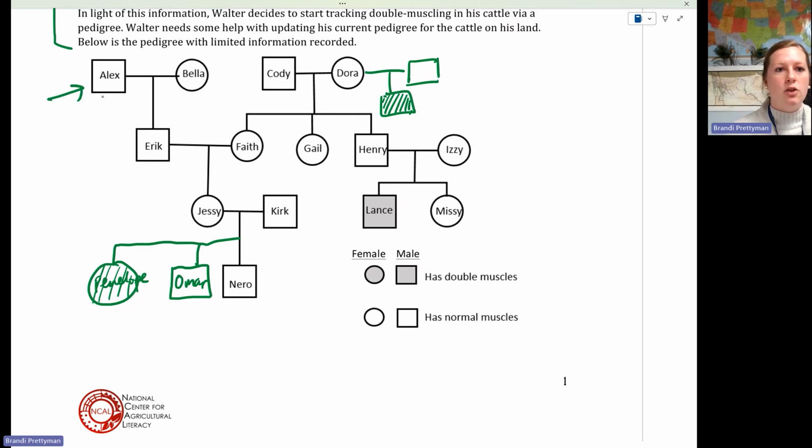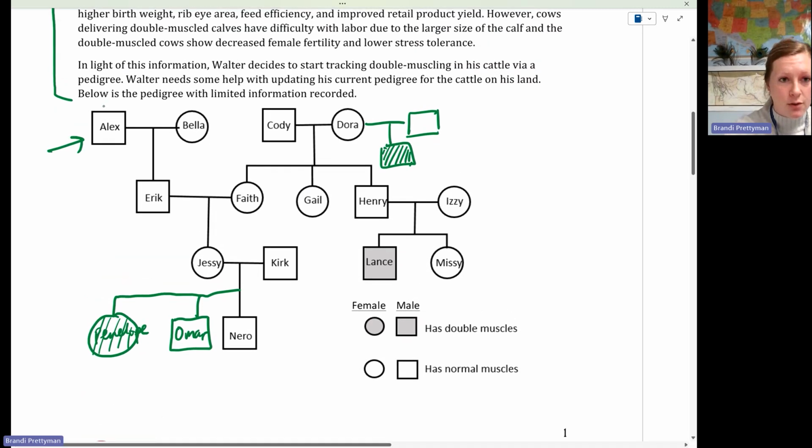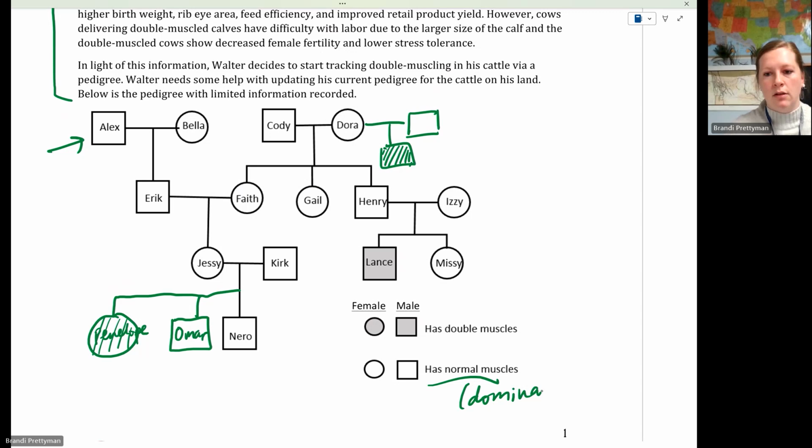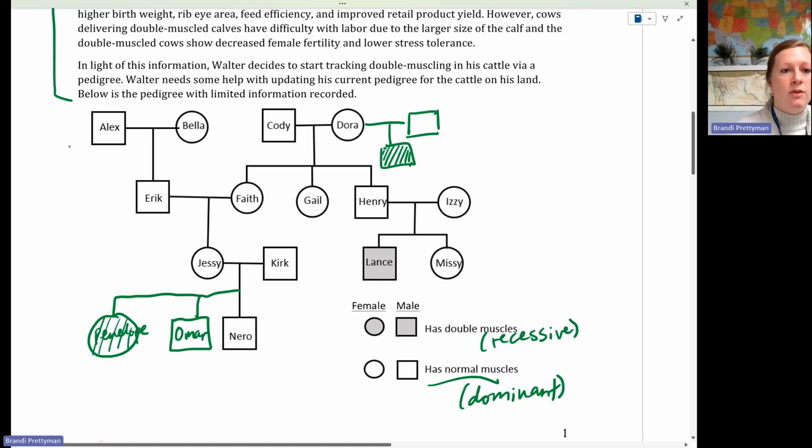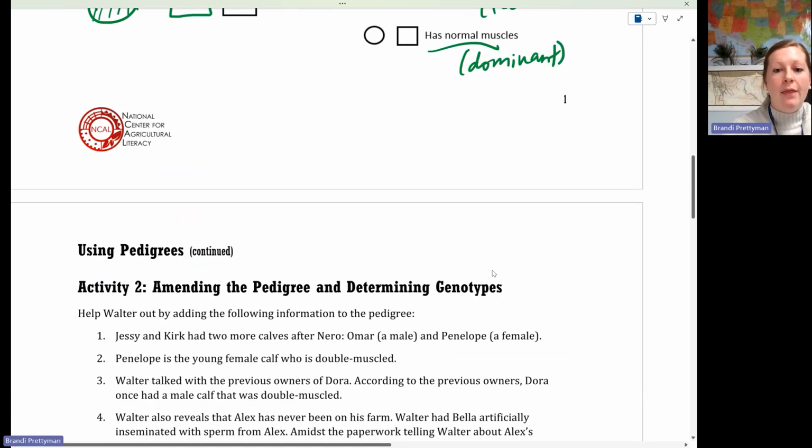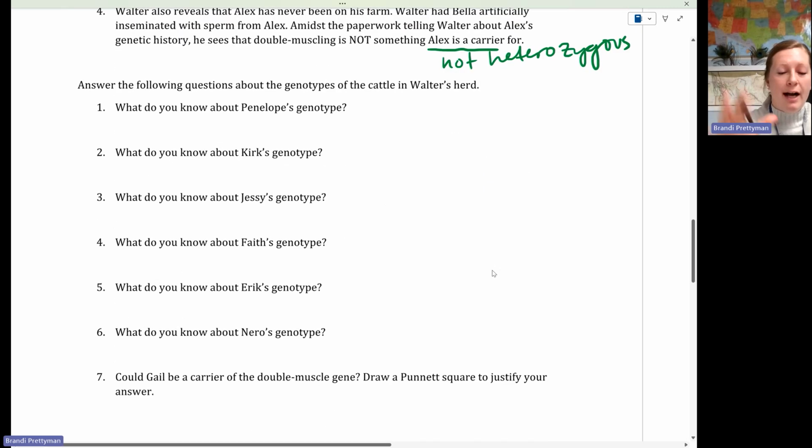So we know that Alex is showing the dominant trait because he is not shaded, and normal muscles is dominant. Because remember, the double muscles is recessive. Okay, so Alex is dominant. He's homozygous. We're going to use the letter M to show our genotypes here. So we're going to give him 2 capital M's. MM.